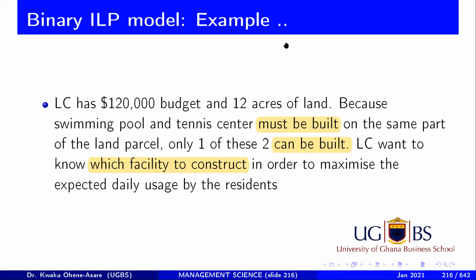Because you got to decide which facility to construct. So if I am deciding to do swimming pool, then the possibility is that I am not going to build something. Okay, I'm not going to build a gymnasium. I'm going to build something. So the possibility of some particular facility being built becomes a binary choice. Either it is built or it is not built.